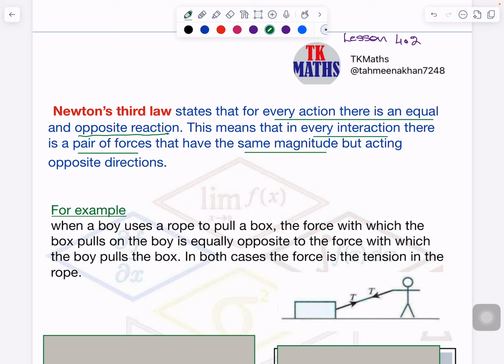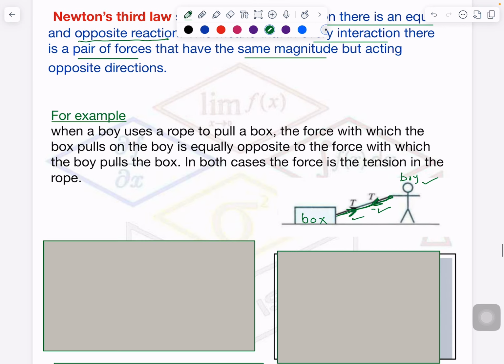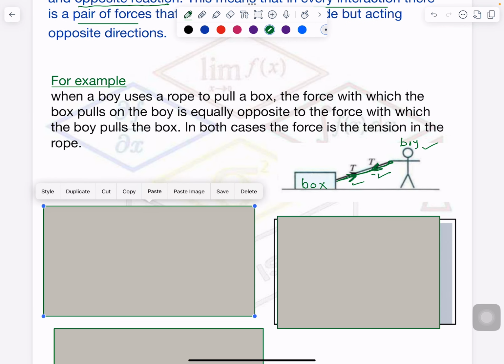And the diagram is also here. You can see here, a boy uses a rope to pull a box. This is the box and this is the boy, and this is the rope with which he is pulling it. The force with which the box pulls on the boy, now the box is pulling the boy, right? So this force is opposite to the force with which the boy pulls the box. So these two forces are equal and opposite. Magnitude wise they are equal, but in the opposite direction, and definitely this force is the tension in the rope.